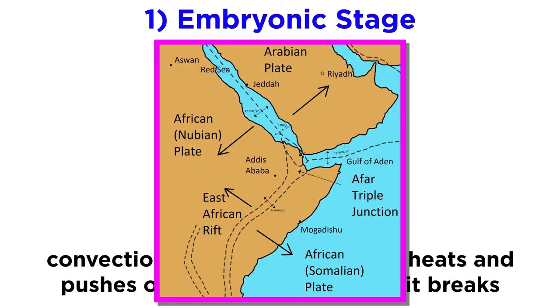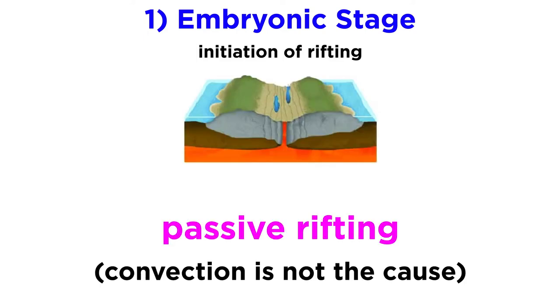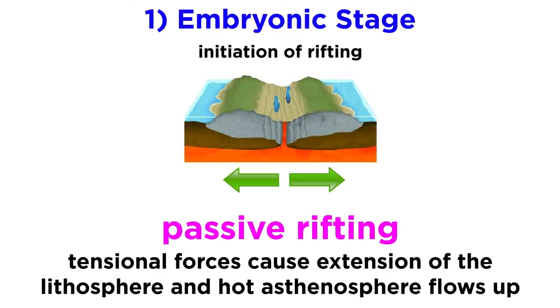Rifting continents typically break apart along three-line segments in a Y shape, with the center of the Y lying beneath the mantle plume, which is called a triple junction. The Red Sea and East African Rift is an excellent example of a modern triple junction. The other category of rifting is passive rifting, passive meaning that convection of the mantle is not causal to rifting. In this model, tensional forces, whether gravitational or tectonic, cause extension of the lithosphere, and as the lithosphere thins, hot asthenosphere flows upward to fill the void, initiating formation of a mantle plume.